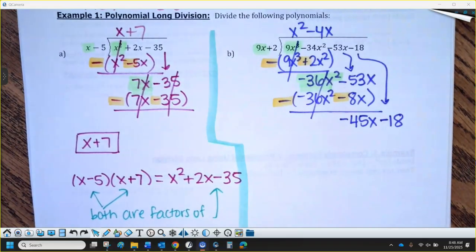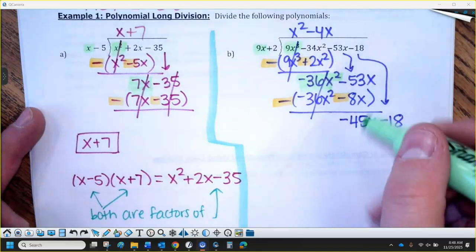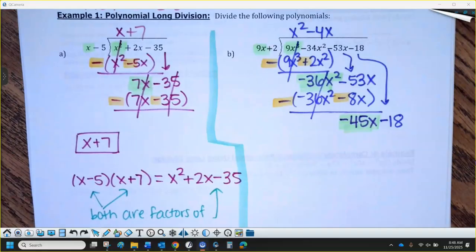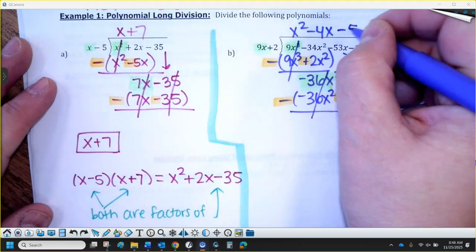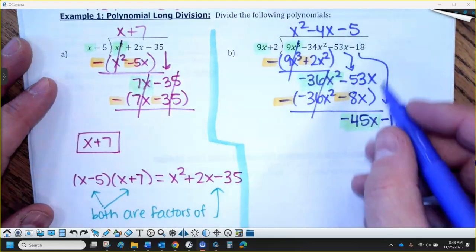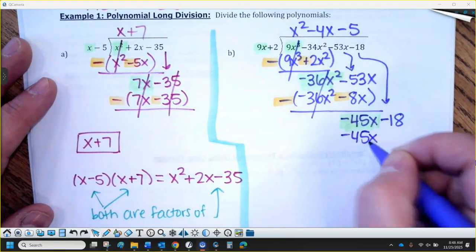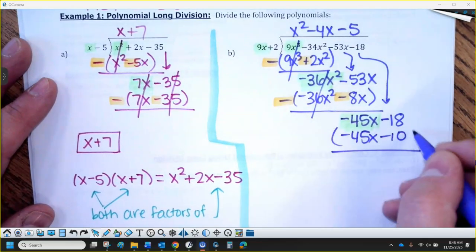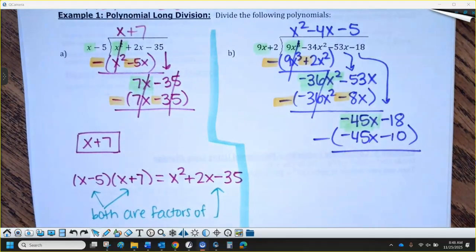So I'm going to ask you one more question. Just look at that 9x outside the division sign in the original problem. Just look at the first term. What would you multiply 9x by to turn it into negative 45x? Negative 5, right? Just need a negative 5. I already got the x, so I just need to change the number. Negative 5 times 9x, negative 45x. Negative 5 times 2 is negative 10. And then I always just put what I got there in parentheses because I need to subtract both pieces of that. Just be really mindful.